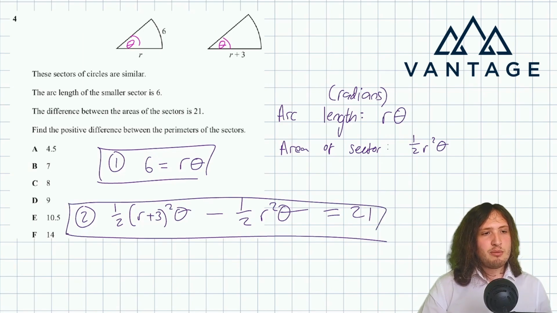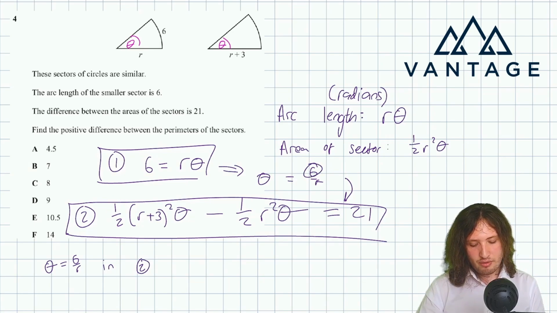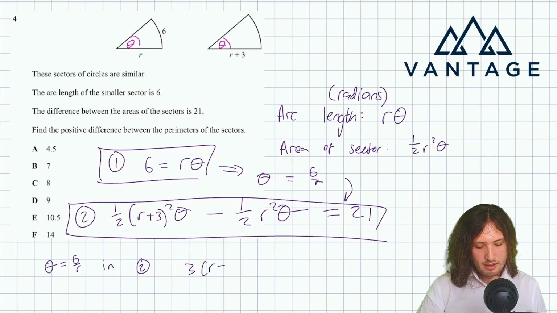And now, presumably, what we can do is eliminate, for example, theta by noting that theta is 6 over r, and we can plug that into equation 2. I think it's better to eliminate theta because r appears in a more complicated way. So we'll tangle up the algebra more if we do it the other way around. So theta equals 6 by r in equation 2. Well, let's see. A half times 6 is going to be a 3. So I get 3 lots of r plus 3 squared over r minus 3 lots of r squared over r, so that's just r, is 21.